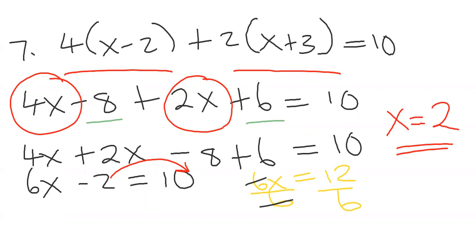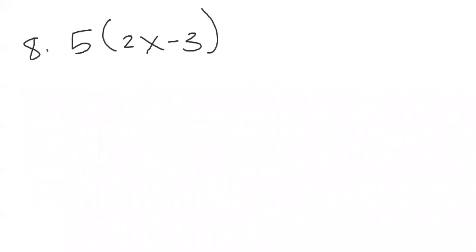Then I'll do another example to help you understand more. Example number 8. 5(2x minus 3) is equal to 15. We do the same thing first. Remove the brackets. The 5 outside the brackets multiplies everything that is inside the bracket.